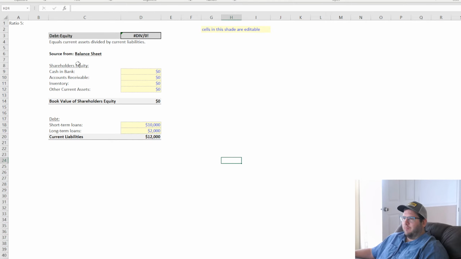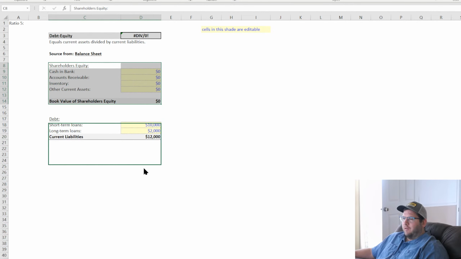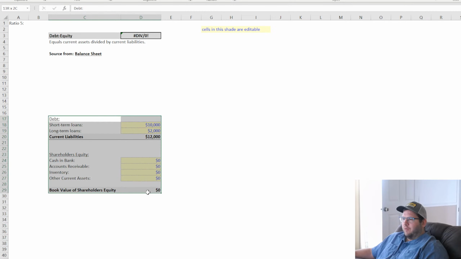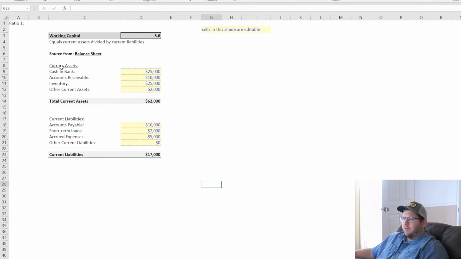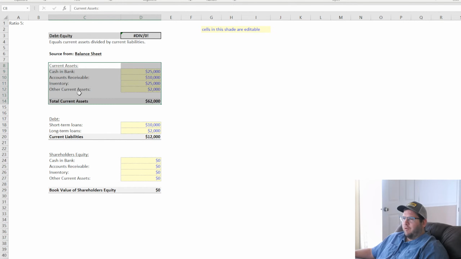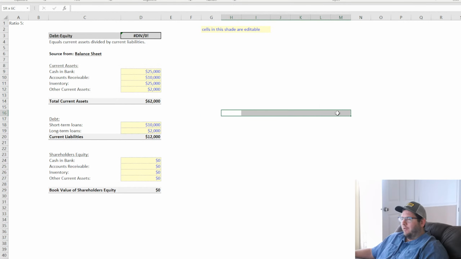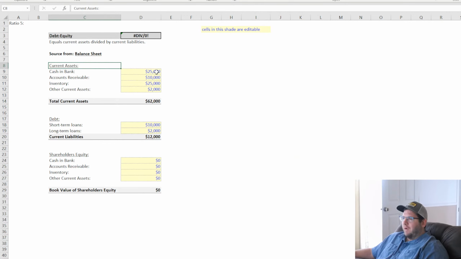Not super complex, but let's just do assets, liabilities, and owner's equity. Okay, let's go over here. And the reason why I want to do this: I could just say, okay, enter in book value of equity, enter in total liabilities, and get the ratio. But I want to show how it fits in this case. I think it's important to show how it fits into the whole balance sheet.